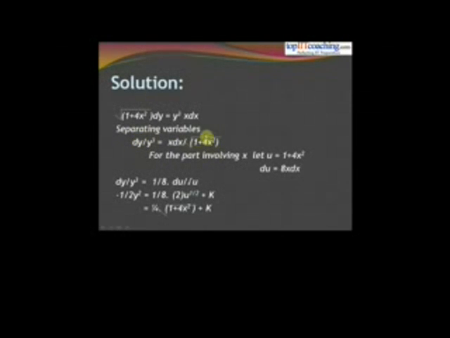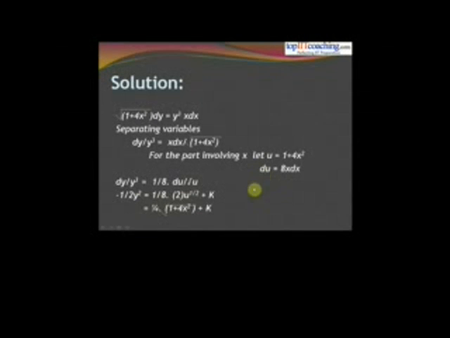For this part, let's do a substitution: let u equal to 1 plus 4x square. So we write 1 plus 4x square equal to u. So du would be equal to, we differentiate this to get, 8x into dx. Now we substitute the value of x over here to get dy by y cube equal to 1 by 8 into du divided by under root of u. So we integrate both sides to get minus 1 by 2y square equal to 1 by 8 into 2 into under root of u plus k. K is again a constant.